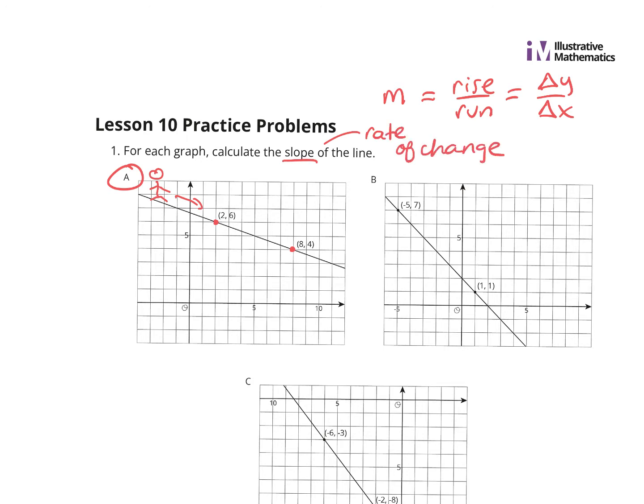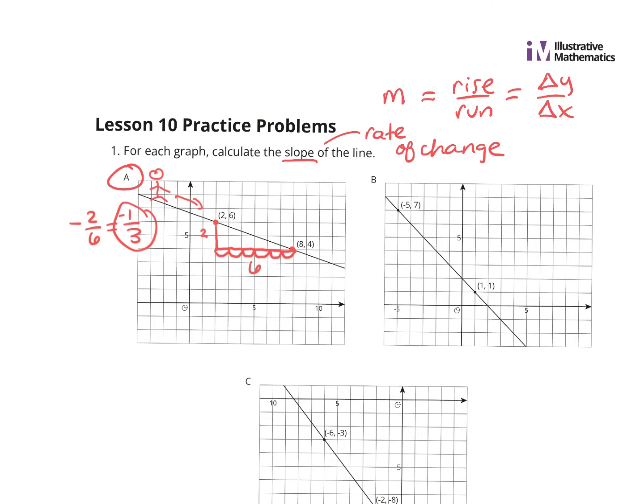Okay, so our rise would be going down 2, and our run would be going over 1, 2, 3, 4, 5, 6. So we're going to have a negative 2 over 6, which will reduce to negative 1/3. Remember, we always reduce our fractions.